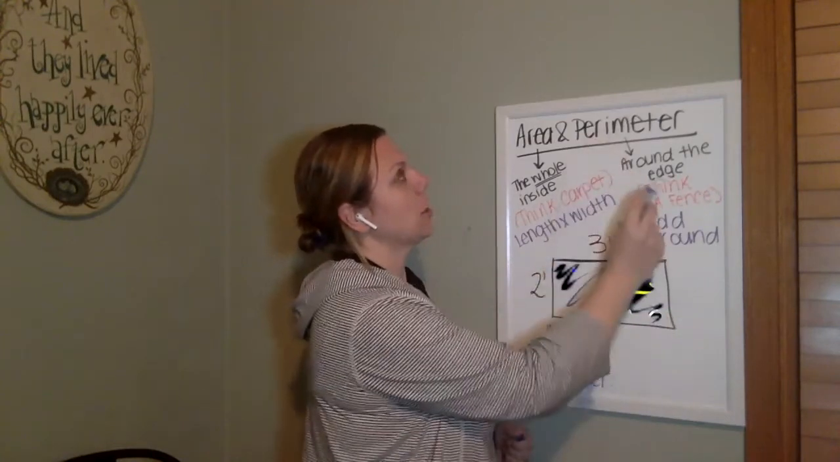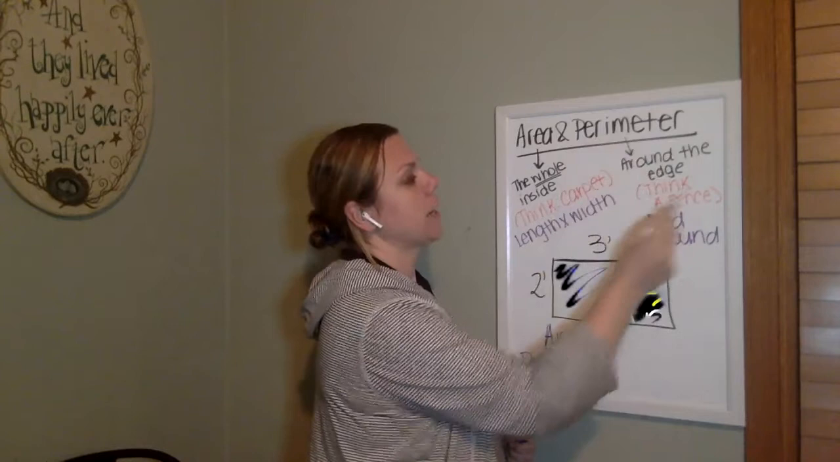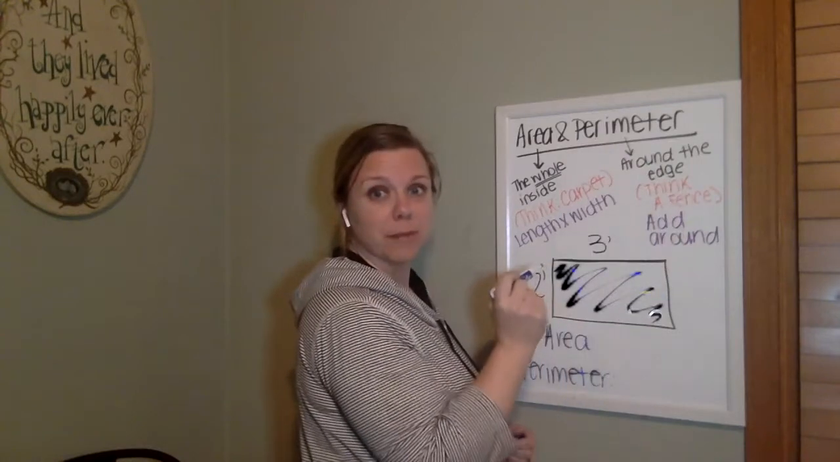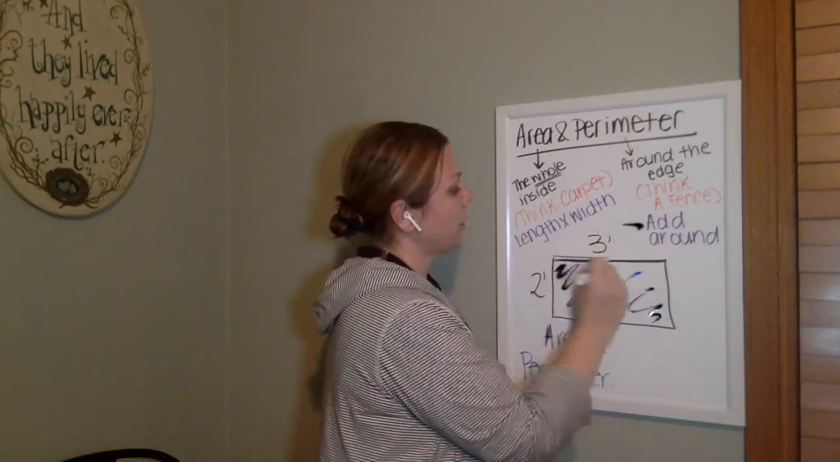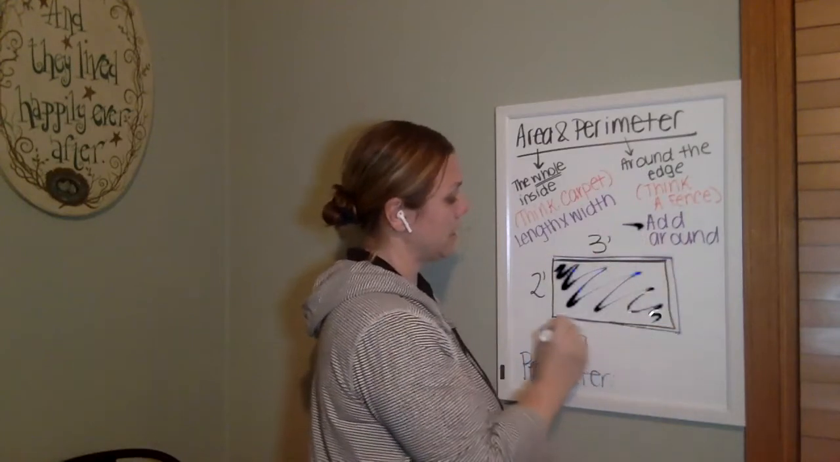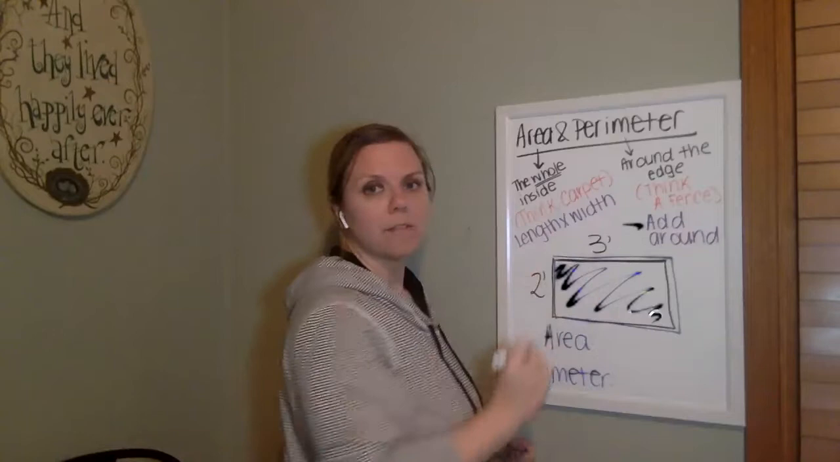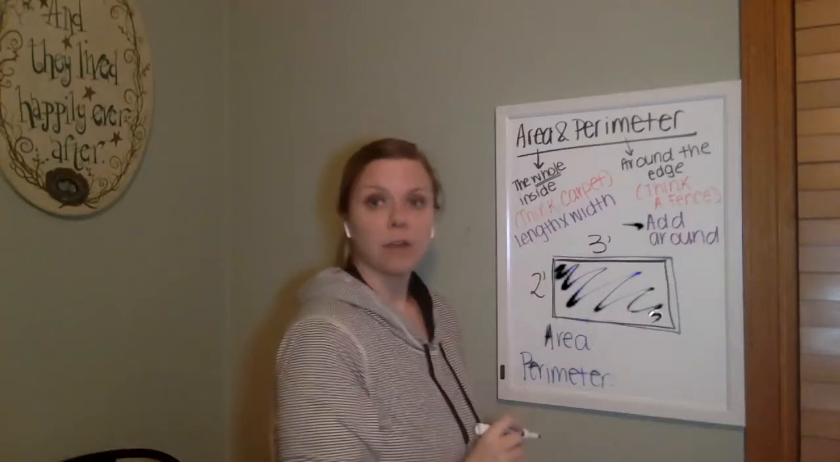And then perimeter is around the edge. So think a fence, different measurement, right? So you add all the way around. So perimeter is going to go around the outside edge. So with enough information, you can certainly figure out both of these.